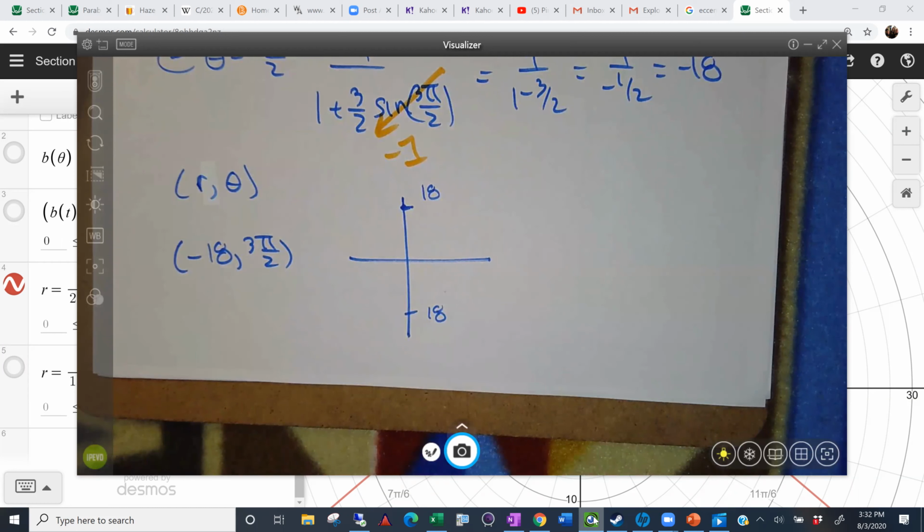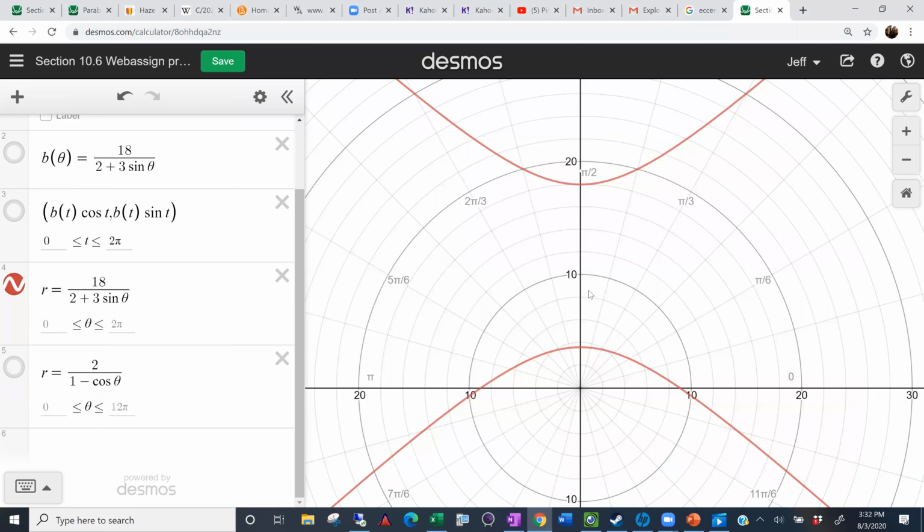Let's compare that to the graph that we see on Desmos. Well, looking at the scale, yep, right up here on your axis, at a distance of about 18, you're seeing one of the vertices. And then at a distance of about 3.6, you're seeing the other vertex. So it looks good.